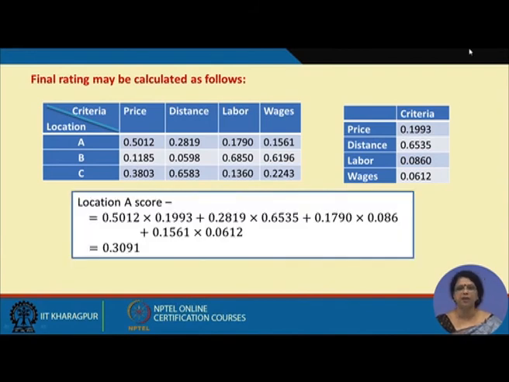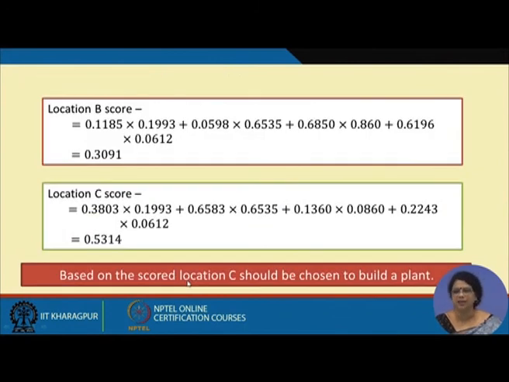Now, after that we make the score of each location. How will we make the score? That is very simple. We take this criteria weight multiplied by the value with respect to location A, plus the next weight, 0.1790 into 0.0860, plus 0.1561 into this one. If we just calculate, the location A score comes to 0.3091, we can declare. Now, we do the calculation for B and C.